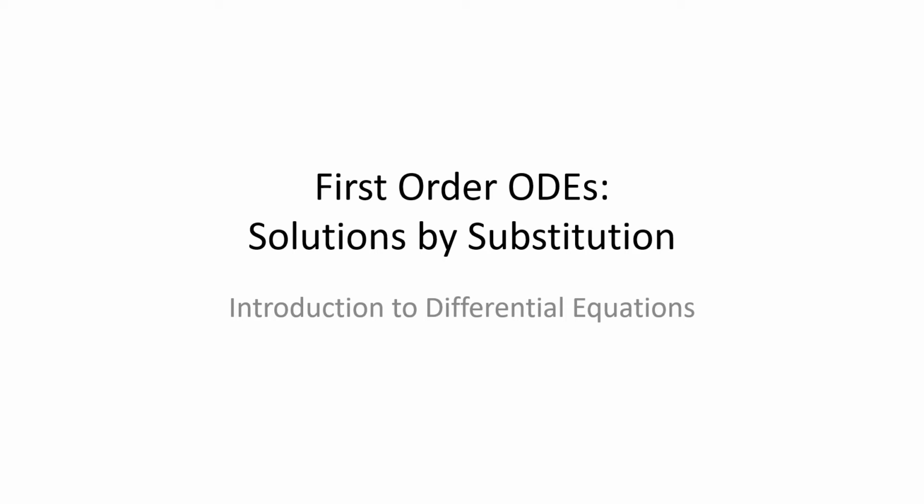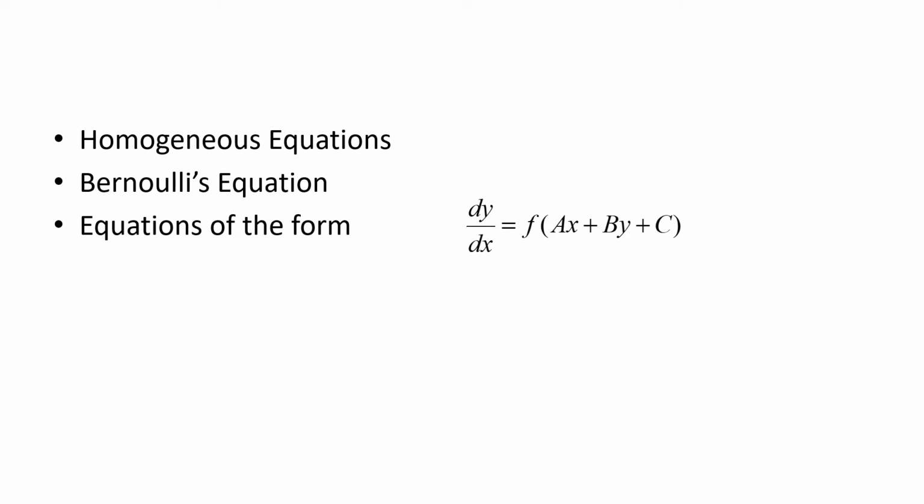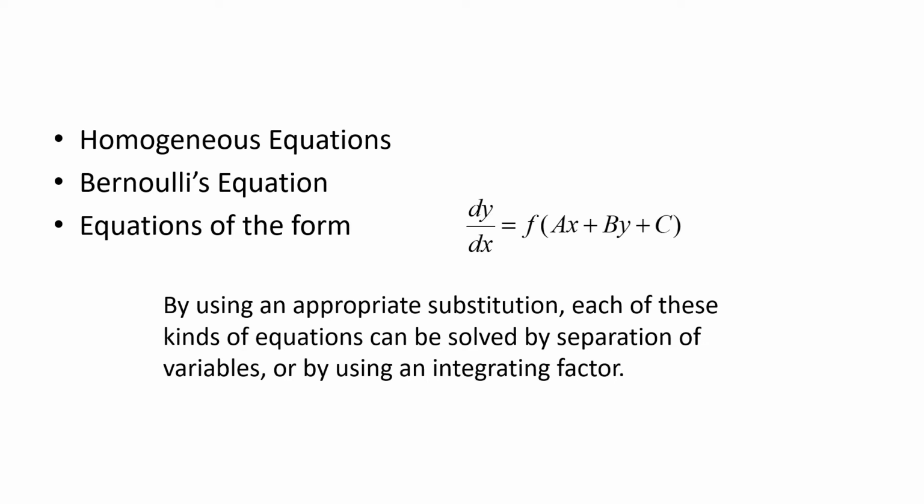In this lecture, we're going to talk about solving first-order ordinary differential equations by using substitution. So we're going to focus in on three different types of equations in this section. The first is called a homogeneous equation. The second is Bernoulli's equation. And the third are equations of the form dy/dx equals some function f of the linear combination ax plus by plus c. Now, for all three types of equations, we can use an appropriate substitution factor, and then the equations are going to be solved by using either separation of variables or by using an integrating factor.